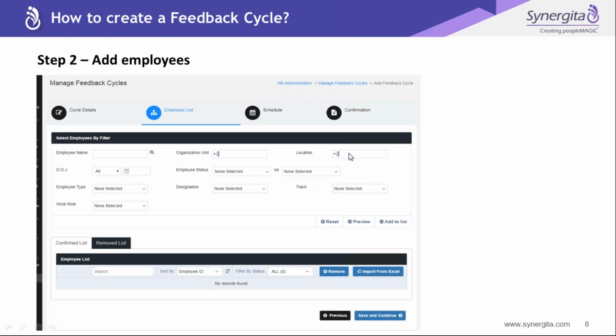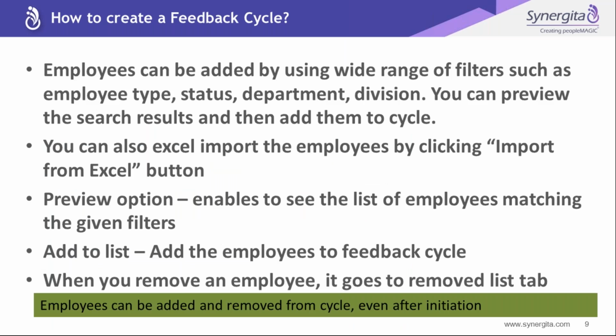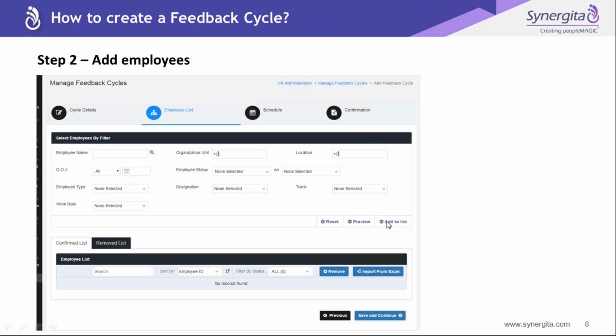For example, if you choose a location, say Chennai, the employees who are covered in the Chennai region alone will be selected, and you can add them to the list. So once you select a filter, clicking on Add to List will add all the employees to the employee list section below. Once you add an employee to the employee list, you have an option to remove the employees from the employee list. So once you click on the remove button, those employees who have been removed will be in the removed list here. You can also import the employee data through an Excel format.